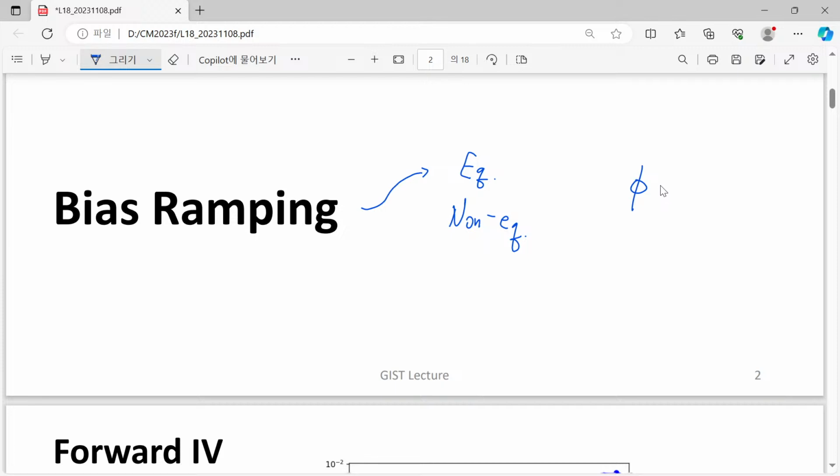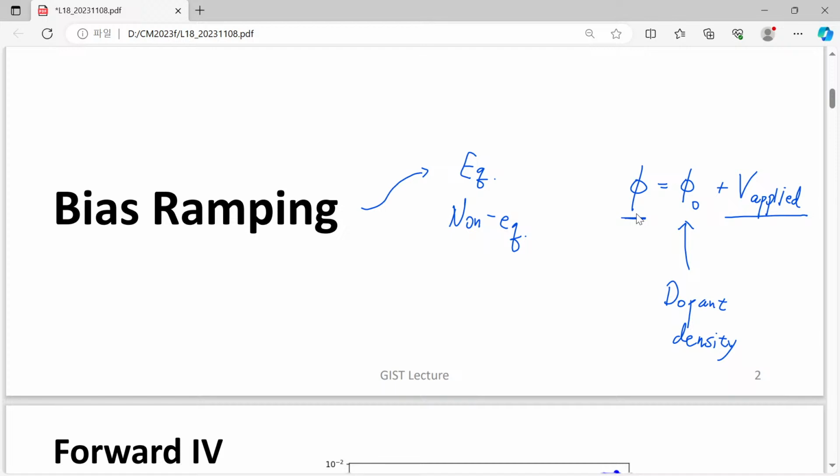For example, at equilibrium, we have the equilibrium potential determined by only the dopant density. And if we have a certain applied voltage, then simply speaking, we just add this additional voltage to our electrostatic potential. That is enough to consider the non-equilibrium cases.